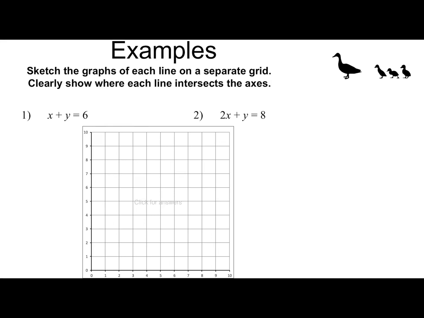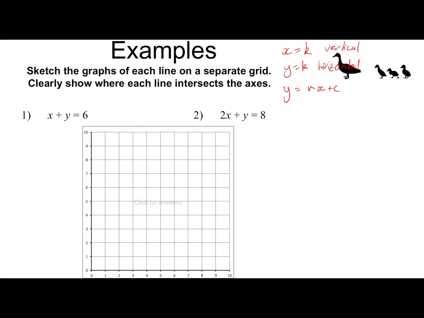Okay, now what we've got to do is draw lines that are in a slightly different form. In the past, you've had ones that look like this, x equals something, and we know that is a vertical line. We've had y equals something, and that is a horizontal line. And you've had ones that have y as a subject, y equals mx plus c.